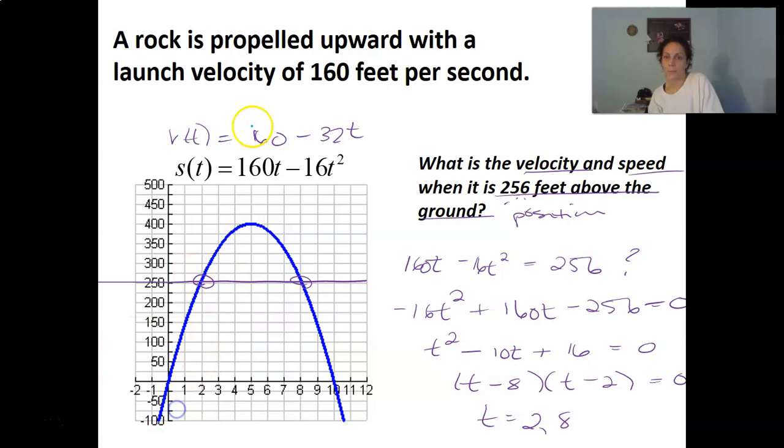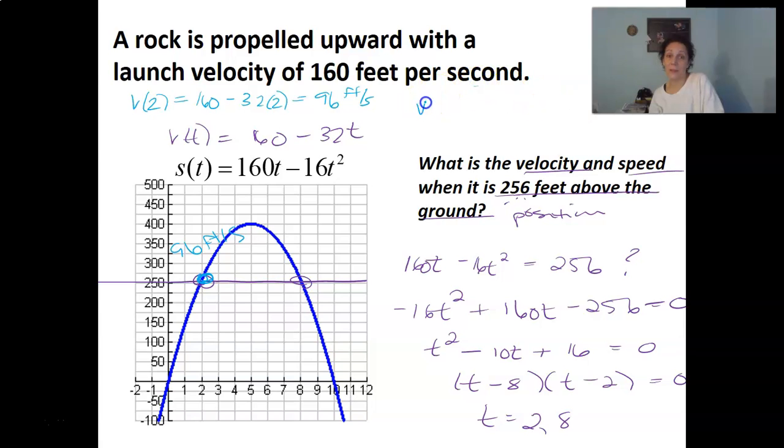So let me grab another color. I'm going to do V of 2. So I get 160 minus 32 times 2. So that's 160 minus 64, or what, 96 feet per second. Okay, on the way up. So right here, it's 96 feet per second.